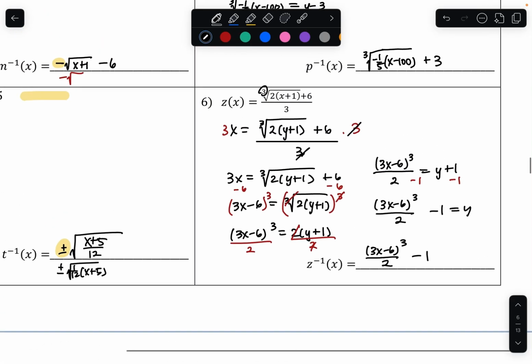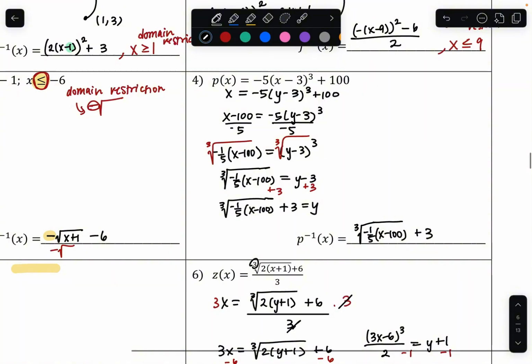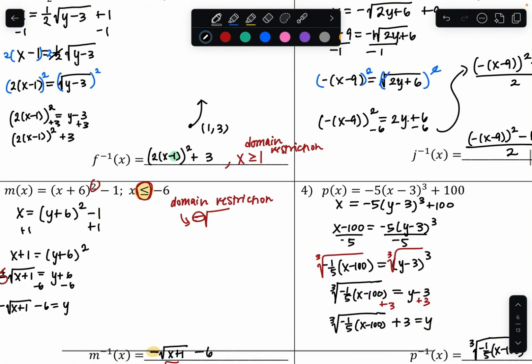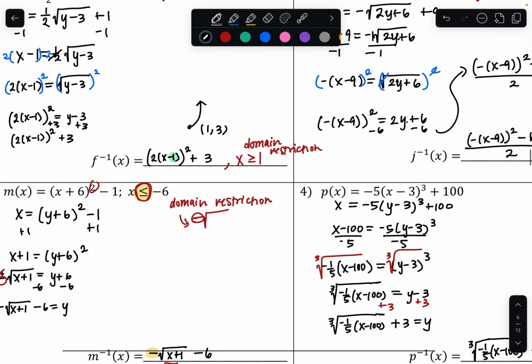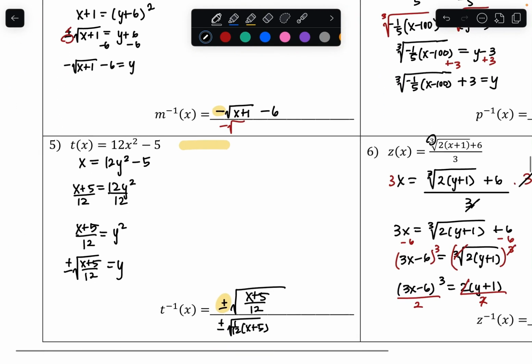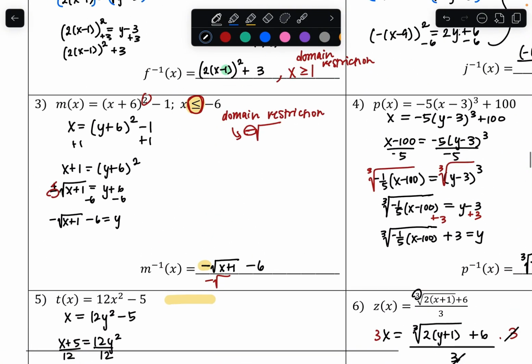Okay, so for cubic and cube root, you don't have any domain restrictions, no plus or minus. If you're starting with square root, you end with quadratic with a domain restriction. If you're starting with quadratic, you're ending with square root. If you don't have a domain restriction, you have plus or minus. If you do have a domain restriction, less than leads to negative, greater than leads to positive.